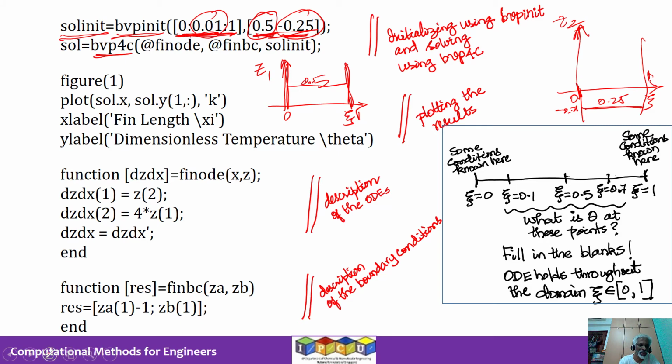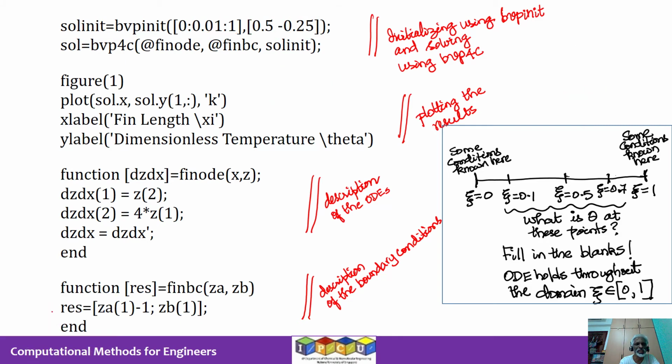All right. So once I have provided the initial guess through the bvpinit command, the first input argument is the domain and how the domain must be broken into segments. The second thing is the initial guess for the symbols in the problem. So the symbols are Z1 and Z2. For Z1, I specify 0.5 to be my initial guess, and for Z2, I specify minus 0.25. So once we have this, then I'm able to call the solver.